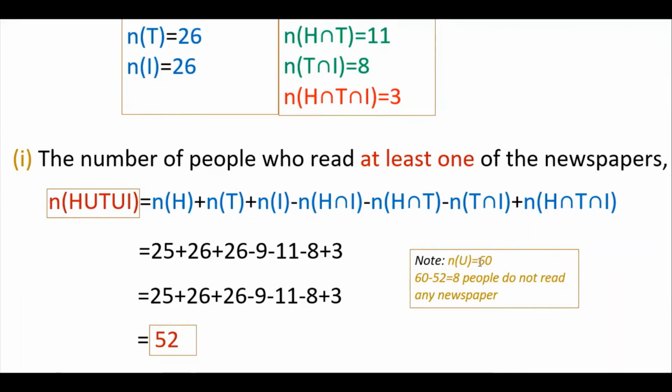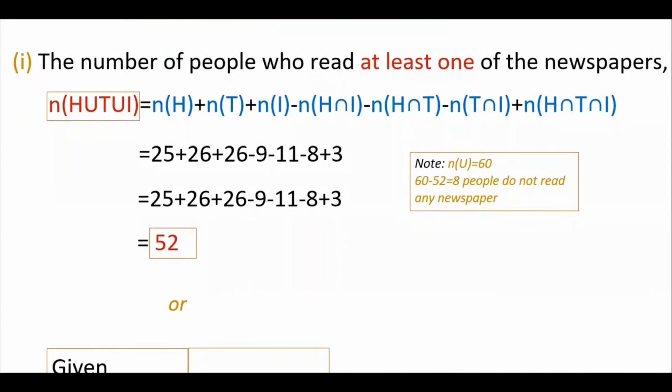So if you observe, they surveyed 60 people. So that is the universal set. So n(U) is equal to 60. So 60 minus 52 is equal to 8. So 8 people do not read any newspaper. So 52 people read at least one paper, and 8 people do not read any newspaper.